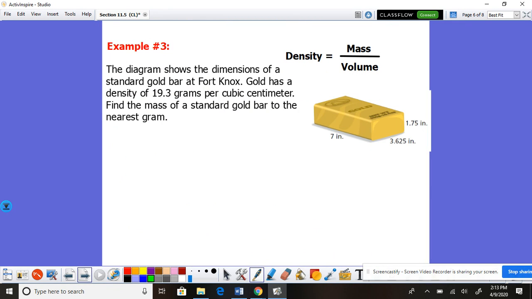All right. Example 3. Density equals mass over volume. This is definitely an equation you should know. Or if you don't know now, you should know it going forward. You will use it a lot in science.